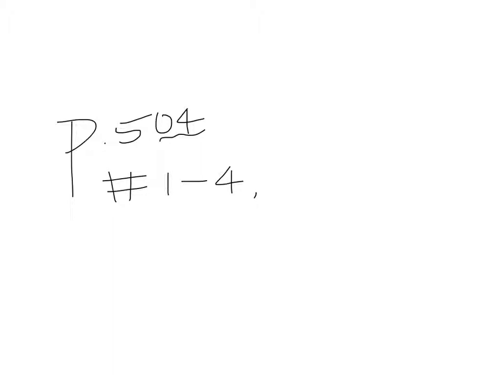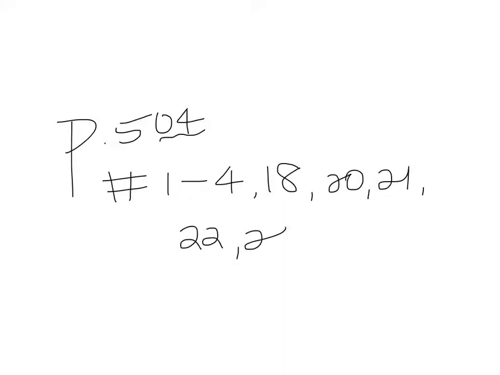So after this tutorial, you should be able to do the following part of the homework. The homework is on page 504. Numbers 1 through 4 are going to be just like the problem we just did. And then the following other numbers are going to be just solving for parts of a right triangle like we just did. So 18 is going to be like that, 20, 21, 22, 29, and 30 are all going to be like this. So before you move on, maybe try these problems.